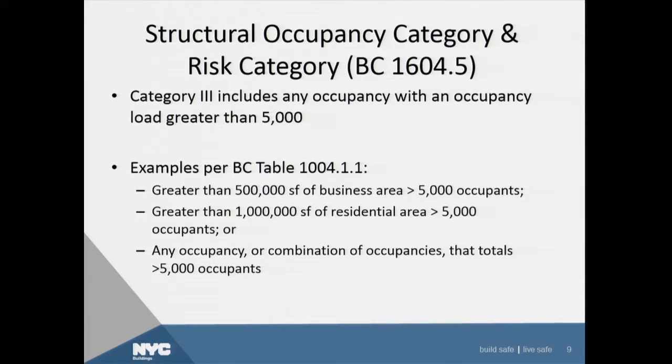So we're talking about greater than 500,000 square feet of business in a particular building, greater than 1 million square feet of residential area, or any other combination of occupancies that totals up with an occupant load of greater than 5,000. This would move you from the Category 2 to Category 3, and all the load design and other implications that come with it. And again, this is meeting what's in the national standard right now.